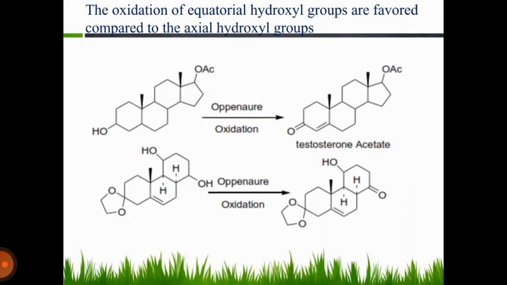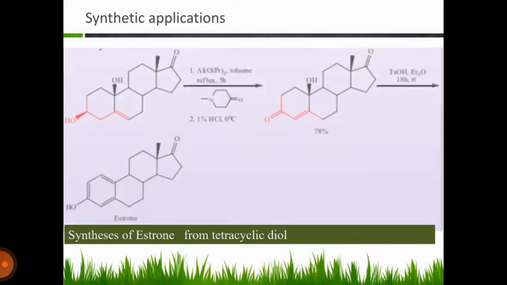The oxidation of equatorial hydroxyl groups is favored compared to axial hydroxyl groups. That's one of the notable points about the Oppenauer oxidation. Here testosterone acetate is produced by Oppenauer oxidation. So these two are good examples for understanding the Oppenauer oxidation.